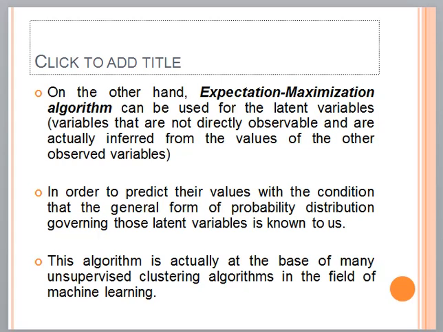On the other hand, the expectation maximization algorithm can be used for latent variables, variables that are not directly observable and are actually inferred from the values of the other observed variables, right? In order to predict their values, with the condition that the general form of the probability distribution governing those latent variables is known to us. The algorithm is actually at the base of many unsupervised clustering algorithms in the field of machine learning, right? So we can use this EM algorithm with a number of unsupervised clustering algorithms.